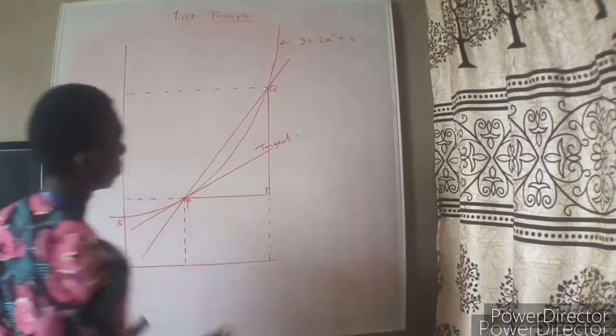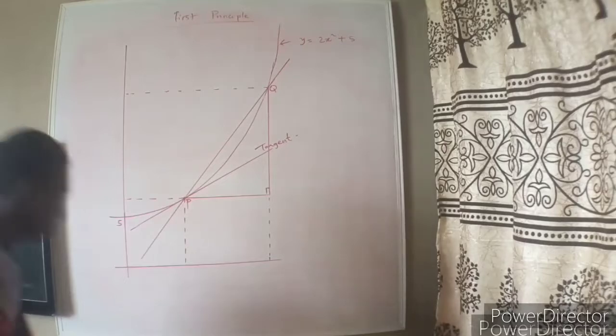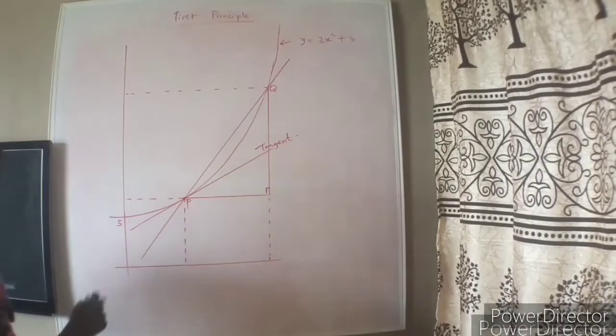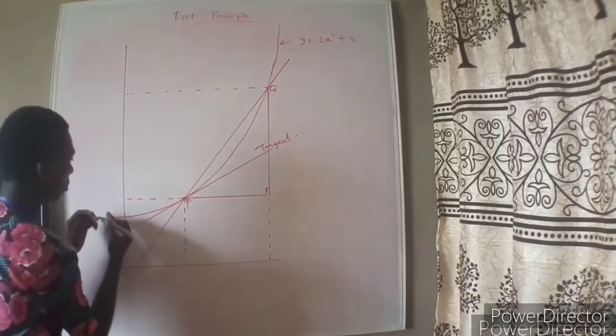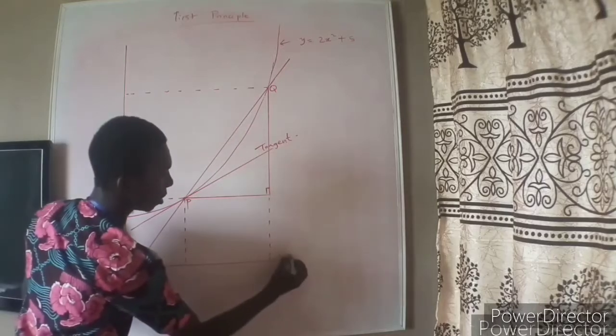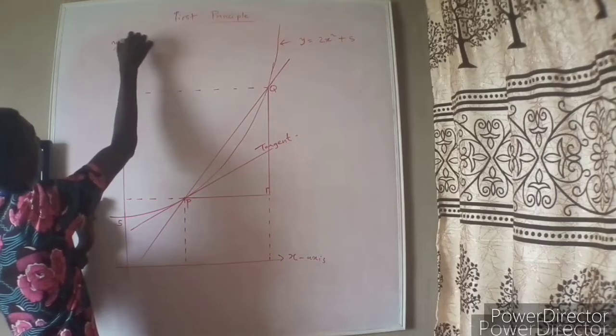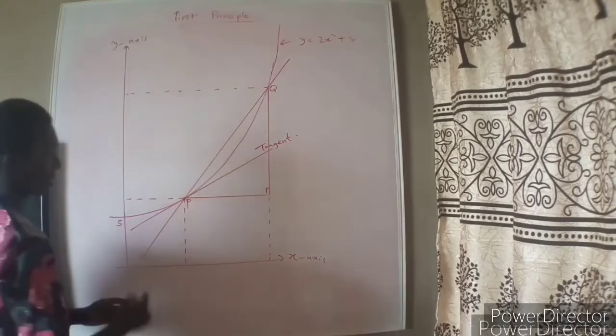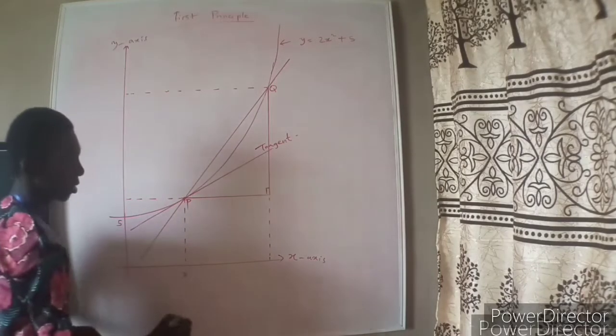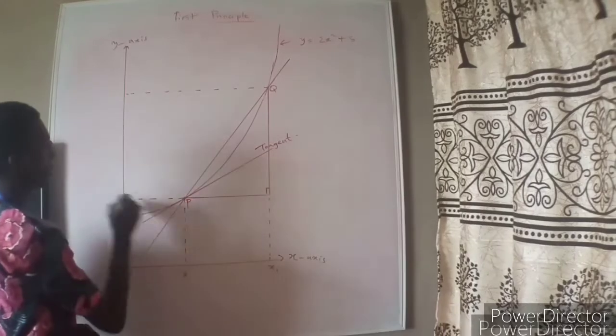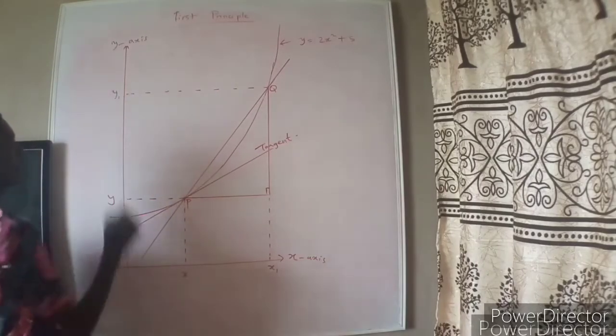Now I explained this in our first class. That's under limit. Now the first value on my x-axis, this is my x-axis, and this is my y-axis. And the first value on my x-axis is this. Here I have my x, and here I have my y. Here I have my y1.